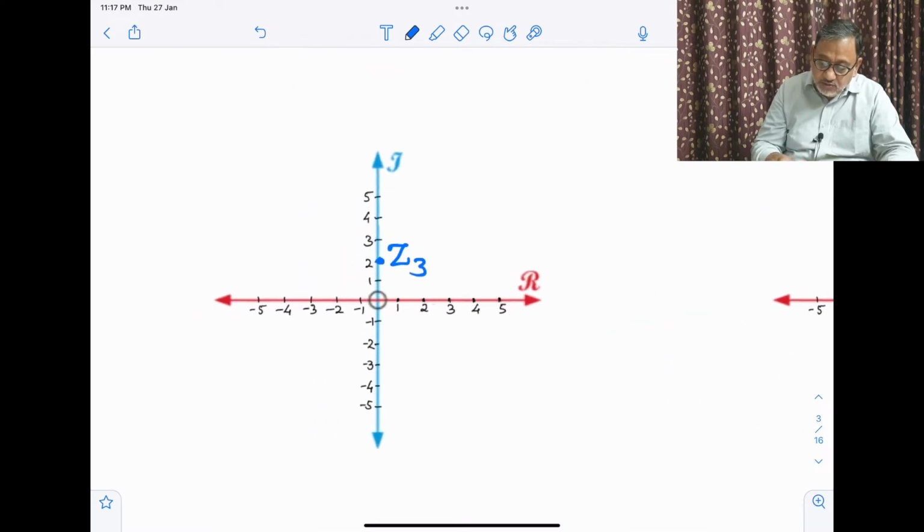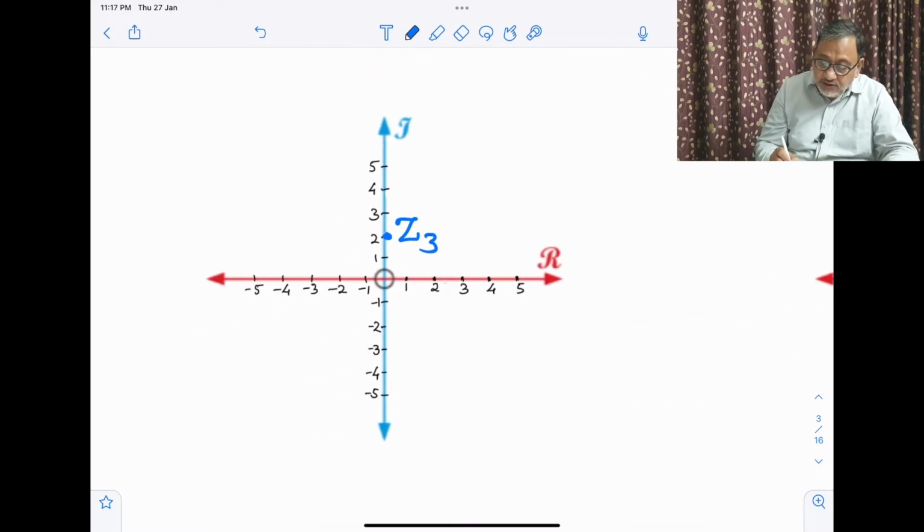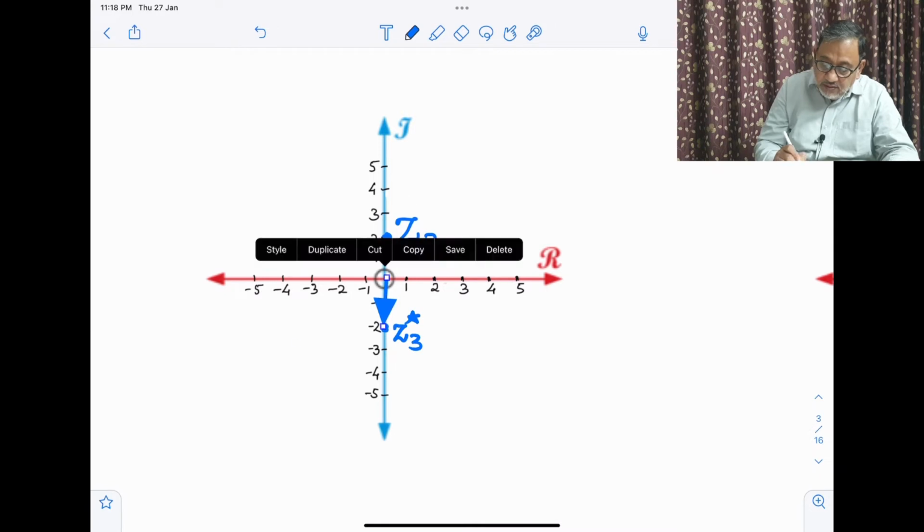So let me show you. Somewhere here, negative 2i is going to represent Z3 conjugate. I hope you understood this. This will be this arrow, and there it will be this arrow. Now this arrow will be like this.